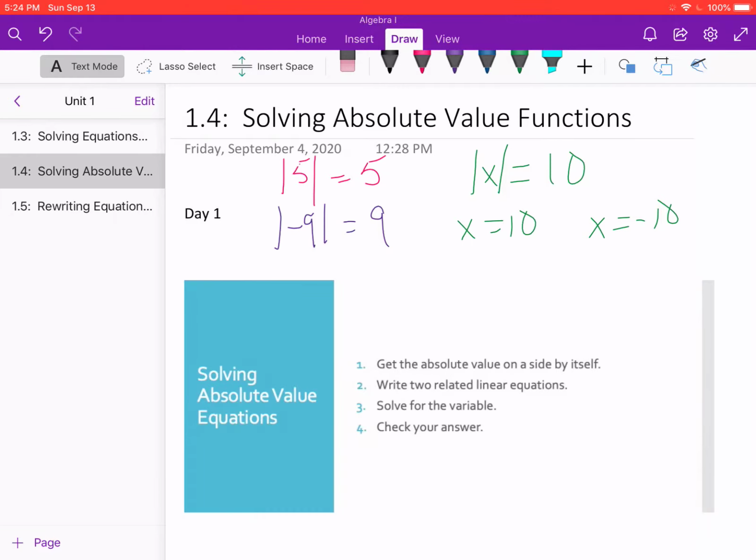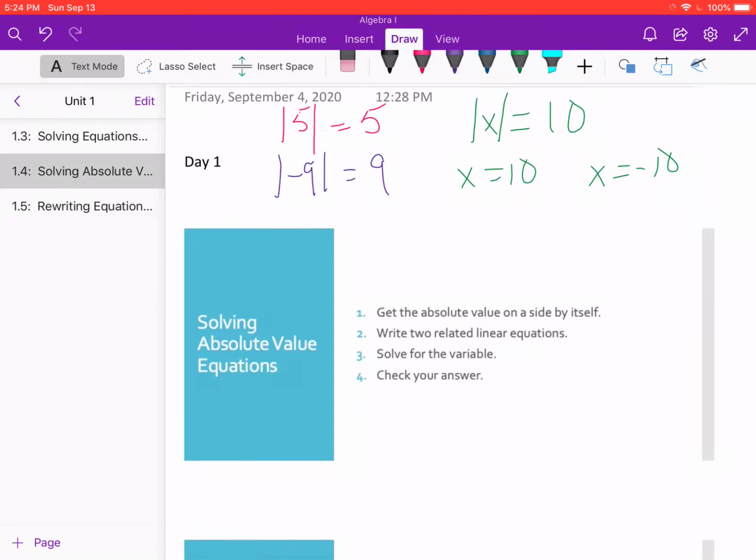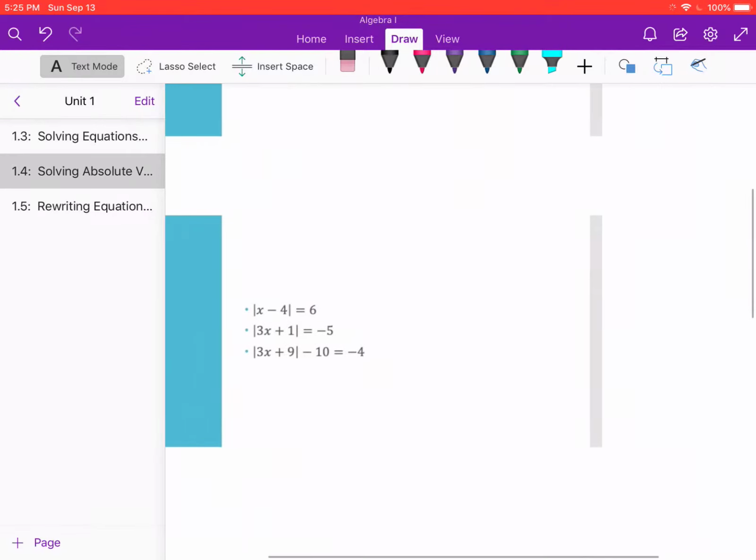So, steps for solving an absolute value equation. We want to get the absolute value on a side by itself. So that means if you have like the absolute value of x plus 3, and then outside you have minus 5 equals 10, we're going to have to add 5 to both sides to get that absolute value by itself. Once you do that, you're going to write two related linear equations, and I'll show you what that means later. It kind of goes back to when we had the x equals 10 and x equals negative 10. And then we're going to solve both equations, and then we're going to plug our answers back into the original to check to make sure our answer actually works. So let's do some examples to see how this actually is going to go.